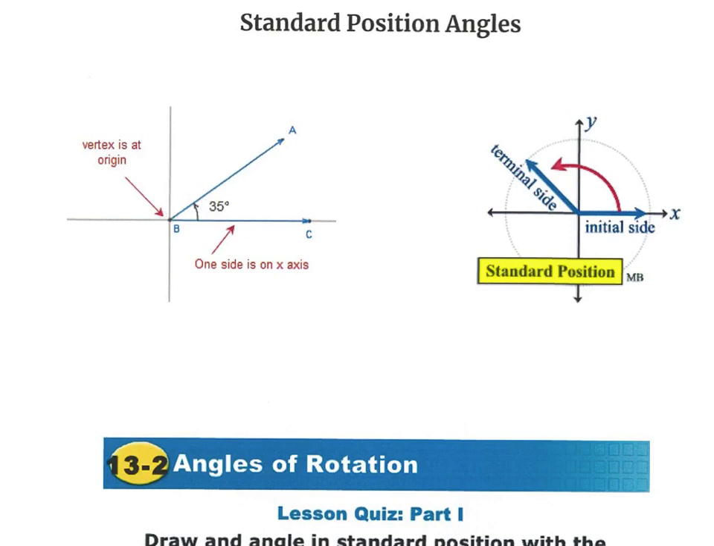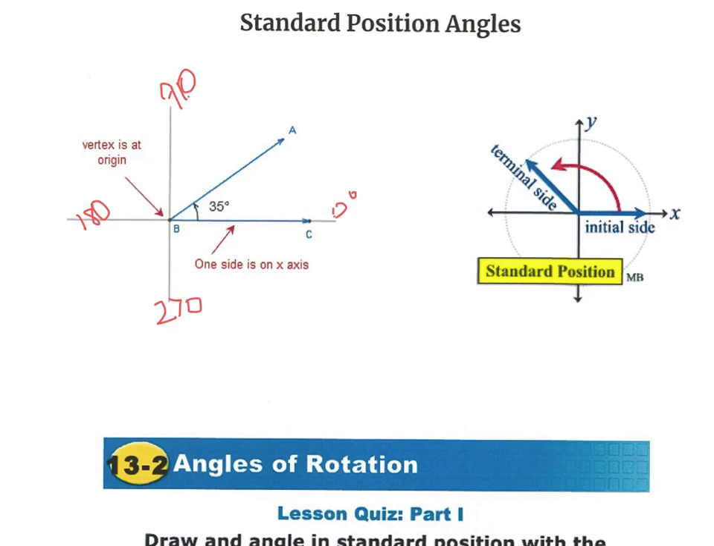Now something you need to remember is that your angles are going to start from 0 degrees on the positive end of the x-axis. And if they spin up to the y-axis, that would be 90 degrees. And if they spin over to the negative end of the x-axis, that's 180 degrees. Down at the bottom here is 270 degrees.